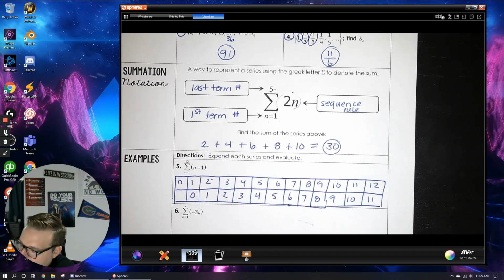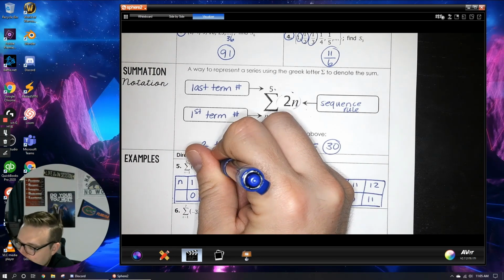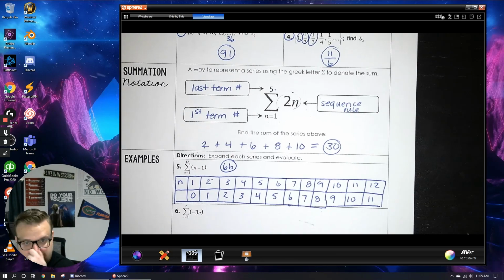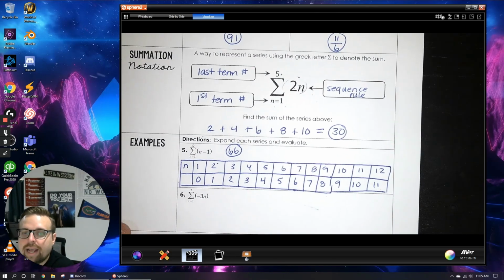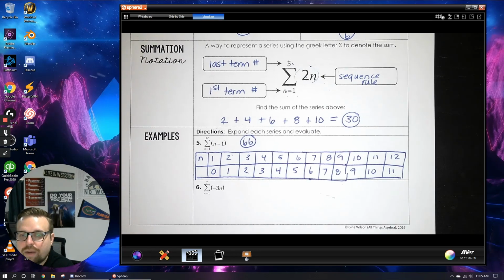So the question said to find what the summation is of this series from the first term up to the 12th term. So you're going to add all of these answers that you got in the bottom here, and that's going to give you your result. And the answer that we find here is 66. Okay. I'm going to continue to do number 6. What I want you to do now is pause this video and work number 6 out, and then unpause the video and watch me do it and see if you got the same answer. So go ahead and pause now, and I'm going to continue.